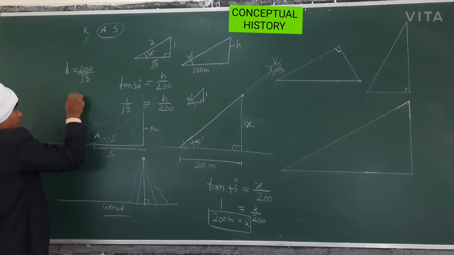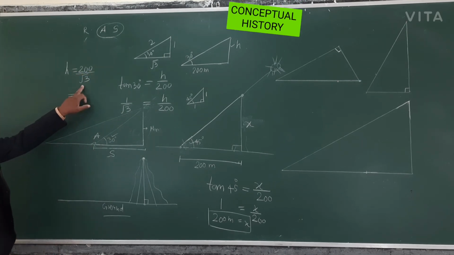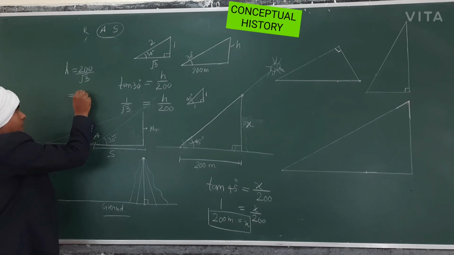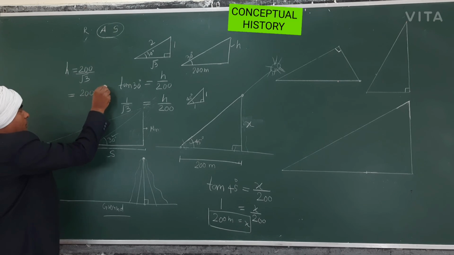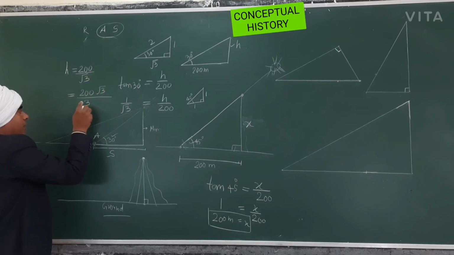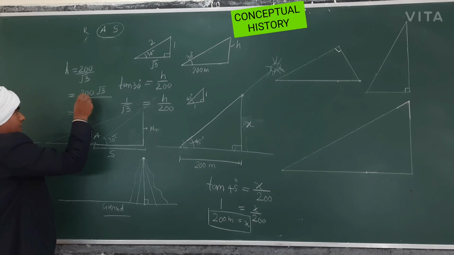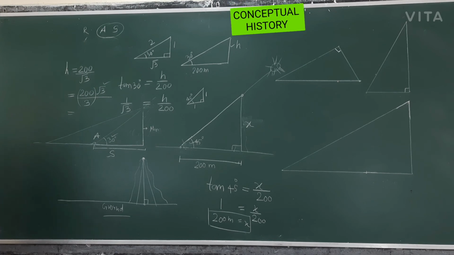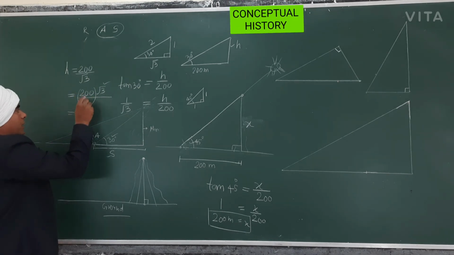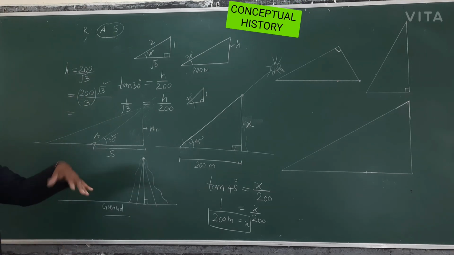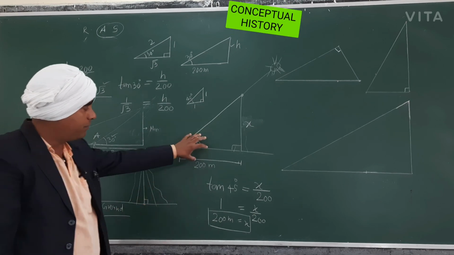But in class 9th it was taught not to write like this, rationalize it. Rationalize means root 3 should not be in the denominator. So multiply by root 3 outside, and here 3. So you will get some answer. Suppose it is 300, then you will get 100 root 3. So all of your questions will be like this. So this was the trigonometry basics.